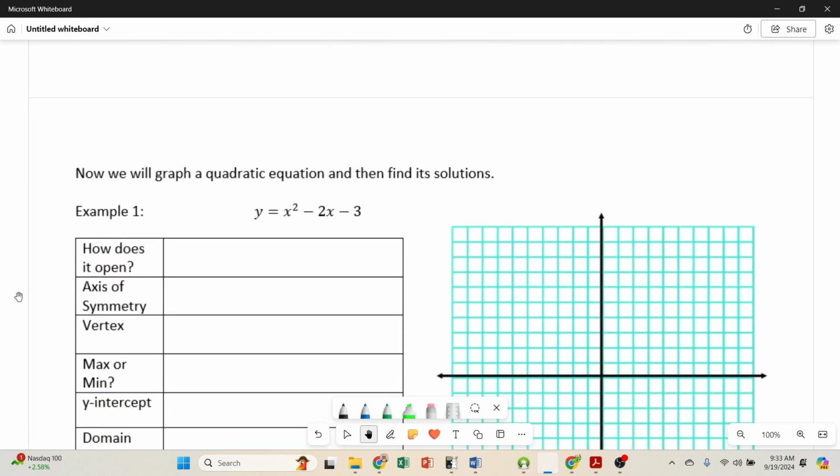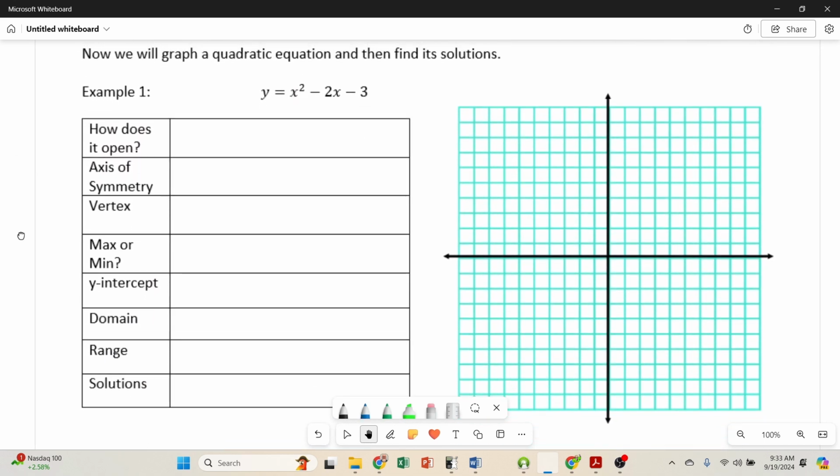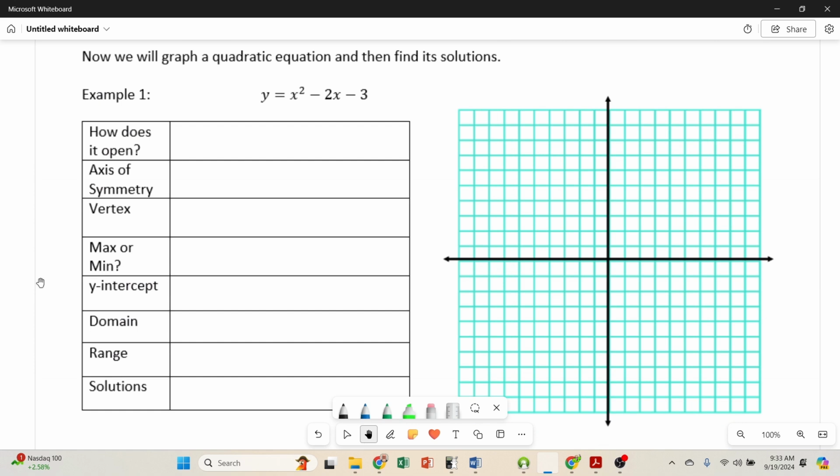Okay, so in going through what we've been doing so far, let's go through this process. We're given this example, y equals x squared minus 2x minus 3. So what's the direction of this function? Well, it's going to open up because the coefficient of x squared, or a in this case, is positive. So this is going to open up.